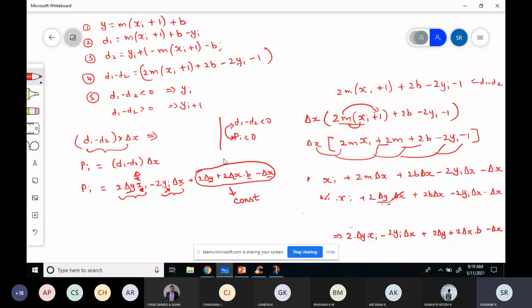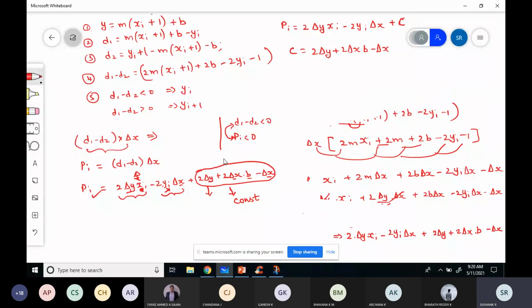So now I can write pi is equal to the same equation: pi is equal to 2 times delta y xi minus 2 times yi delta x plus c. See, I'm refining this, where c is equal to this constant: 2 times delta y plus 2 times delta x into b minus delta x. So I've just simplified this equation further.